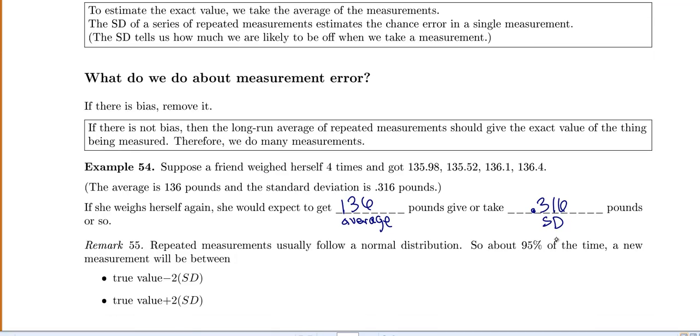So again, the standard deviation tells you how much you're likely to be off. And repeated measurements usually follow a normal distribution, so about 95% of the time a new measurement will be within the true value plus or minus 2 standard deviations.